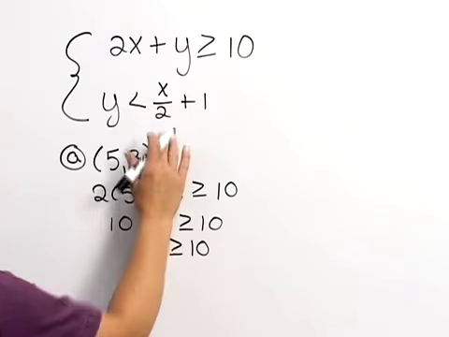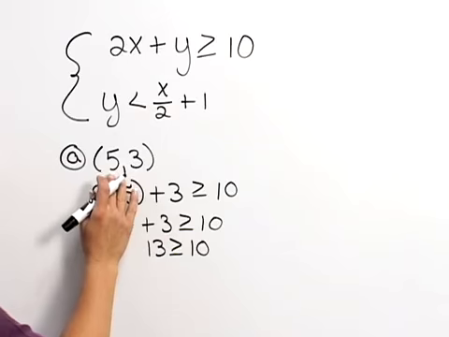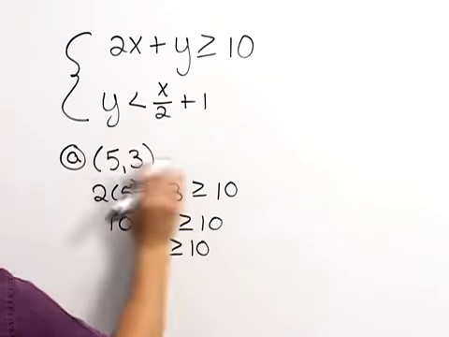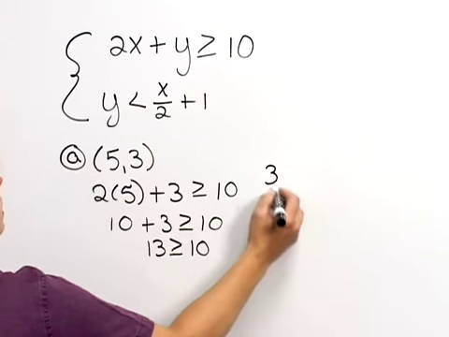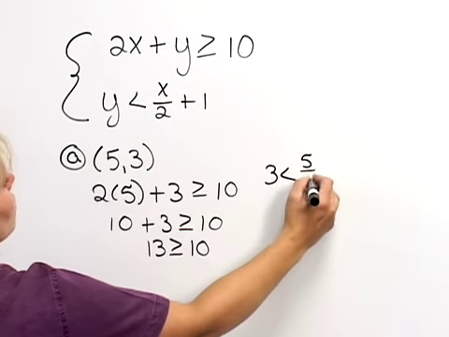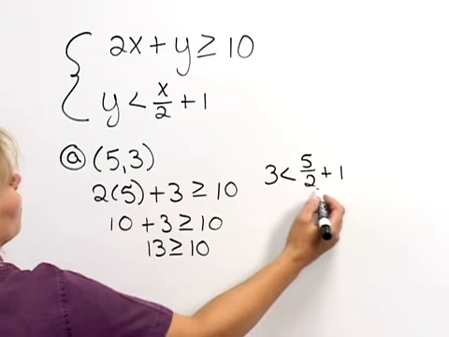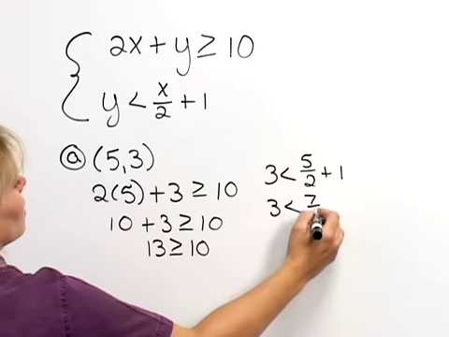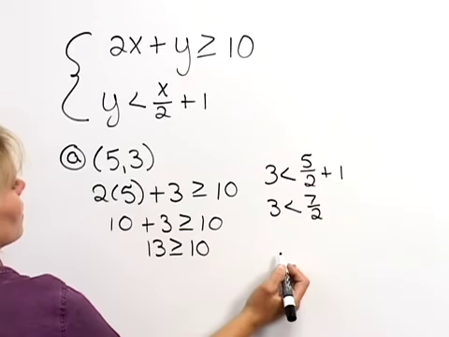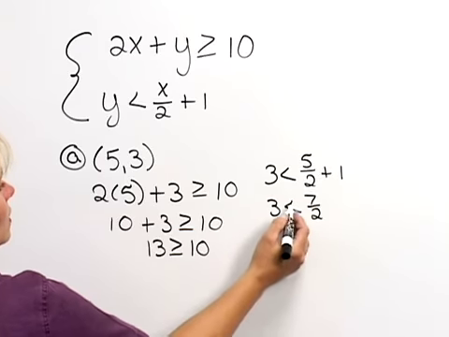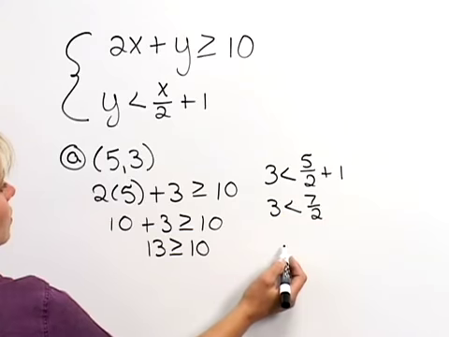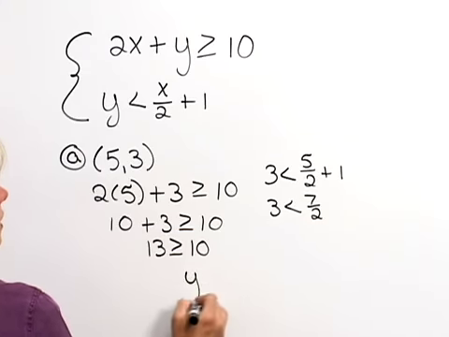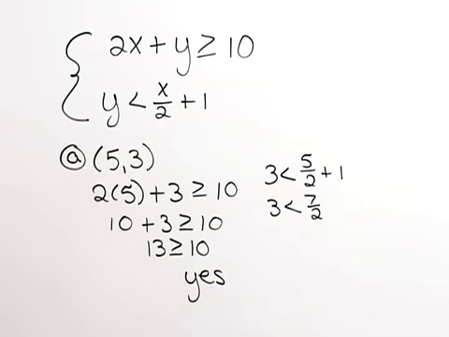We need to check the second inequality. So we're going to replace the y with 3 and the x here with the 5. That gives us 3 less than 5 over 2 plus 1, which when we add it, you will get 3 less than 7 halves. You can do this addition off to the side. And 3 is less than 7 halves because that's 3.5. So we would say it works in both of them, and yes, it is a solution.